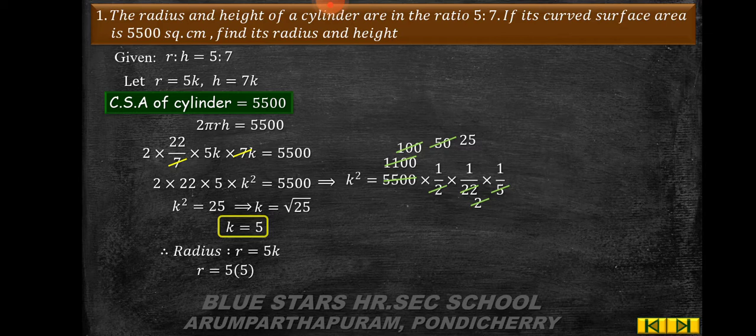So R is equal to 5 into 5. R is equal to 25 centimeter. Similarly, height H is equal to 7K. So 7 into 5, H is equal to 35 centimeter.